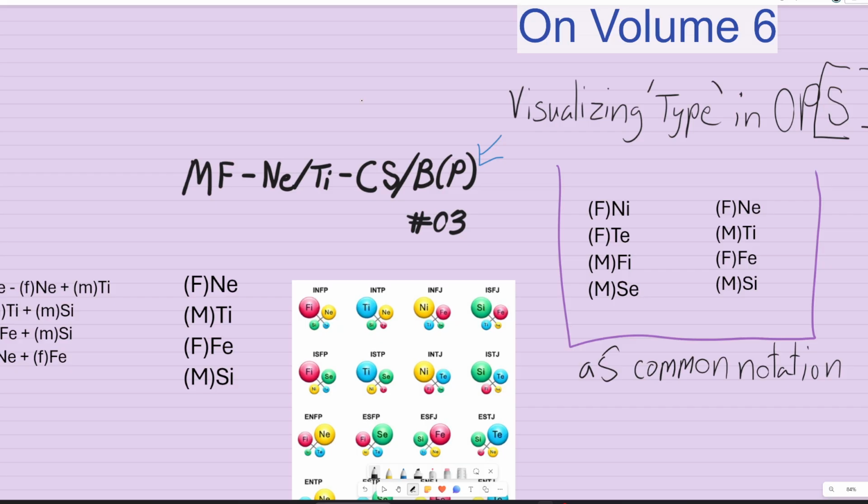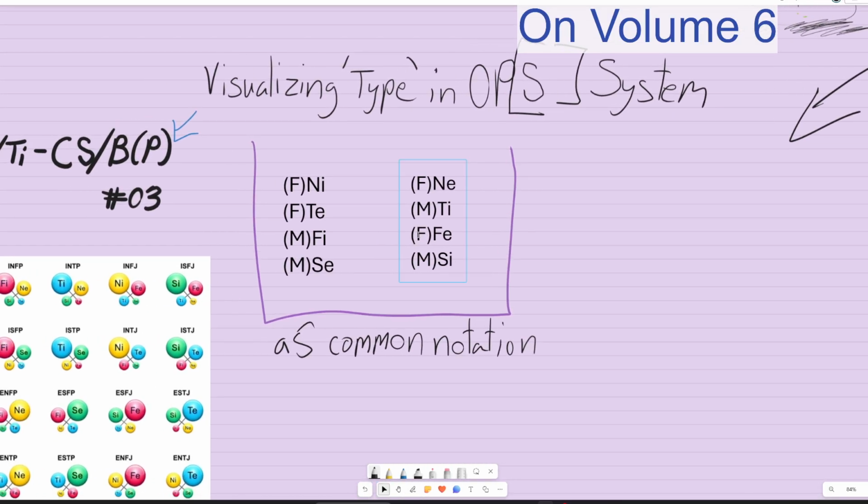So that's where we're at. Where I started in terms of visualizing an objective personality system type. This is important because we started with ourselves. And we started off by writing out an orthodox Jungian psychological type stack, a typological function stack, in terms of common notation because we wanted to visualize an OPS system type.